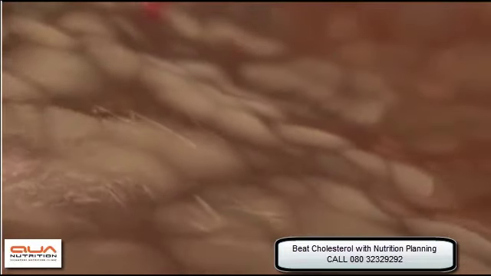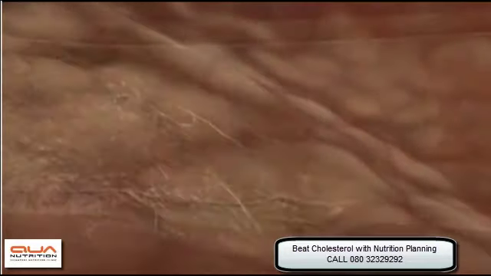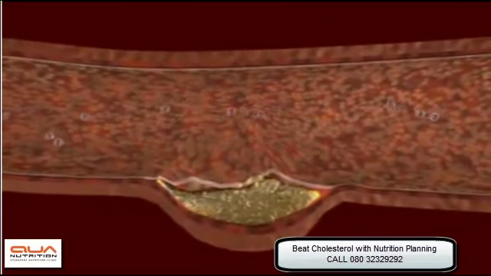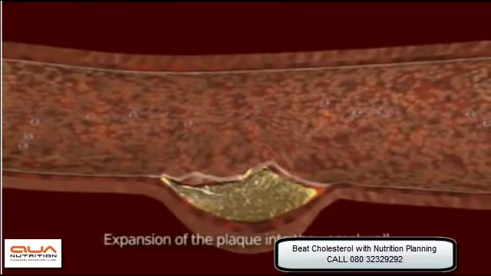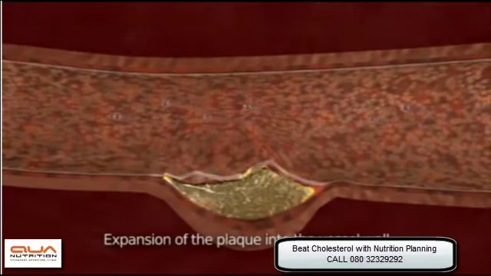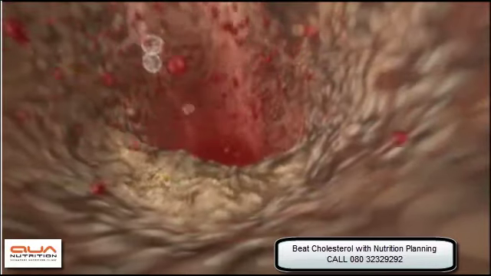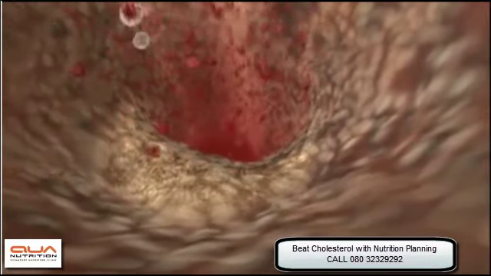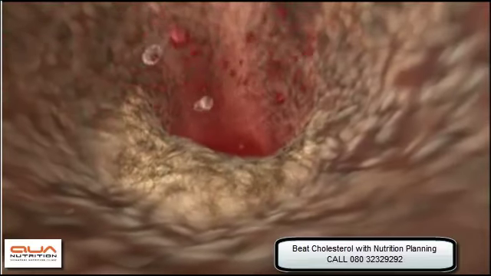As the fatty streaks grow, the body tries to protect the artery from them by surrounding them in a fibrous capsule. At this stage, the growth is called a plaque. As the plaque gets bigger, the body tries to preserve the blood flow through the artery. The plaque expands into the elastic layer, which stretches in order to keep the opening of the artery the same.